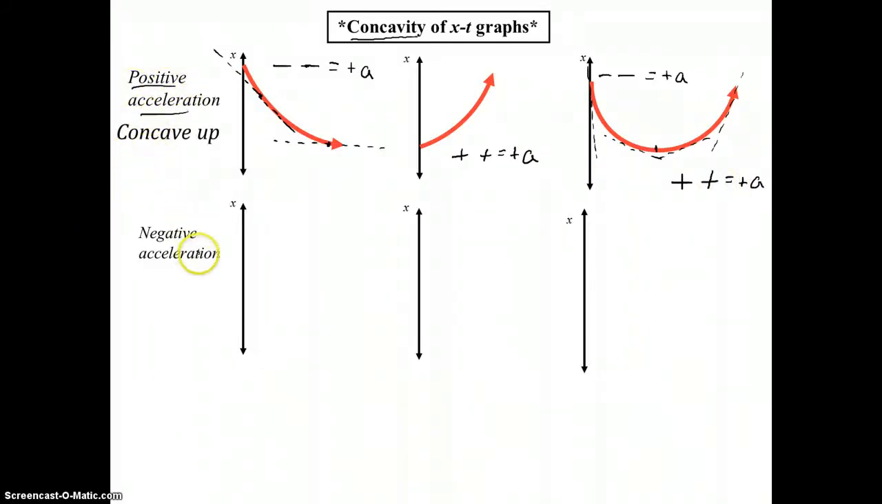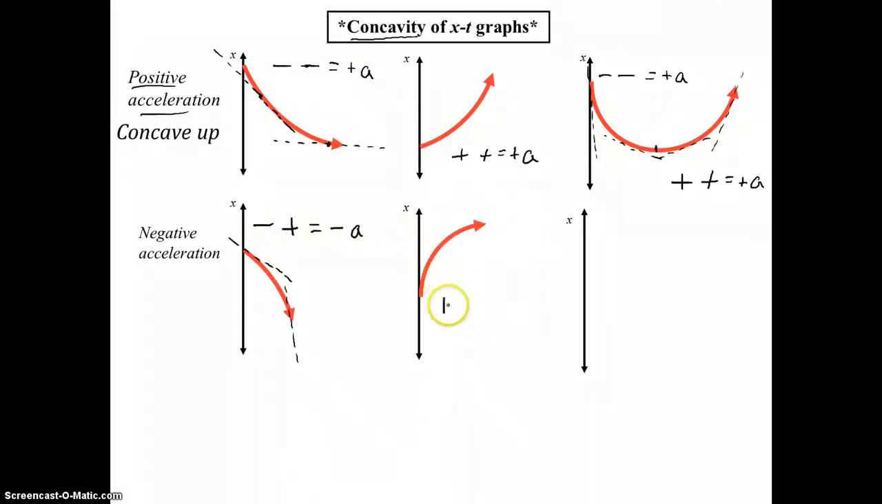For negative acceleration, I bet you can guess what this is going to be. So here we have an object going backwards, which is a negative sign, and it's speeding up, which is a positive sign. So you can see here the steepness of our tangent line, and the tangent line is steeper later on, so it's speeding up, positive sign, gives me a negative acceleration.